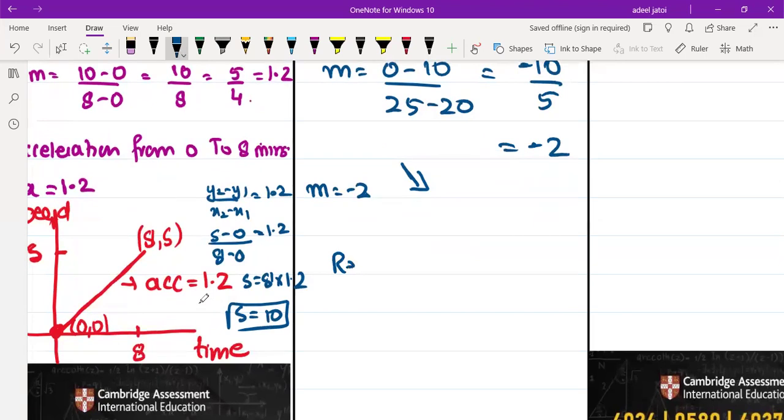But now the most important thing, where students lose marks. When you write down retardation, or the same thing as deceleration, you will write it as 2. You will not show the sign of the deceleration or retardation.